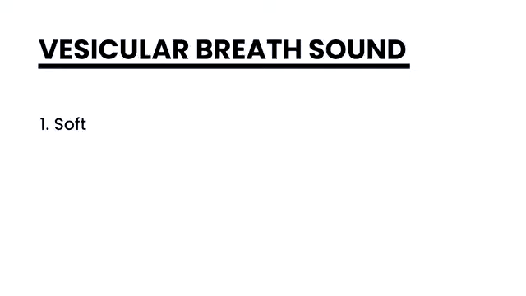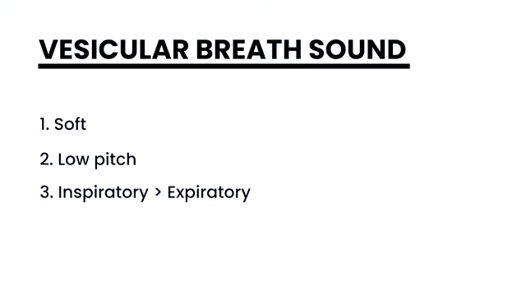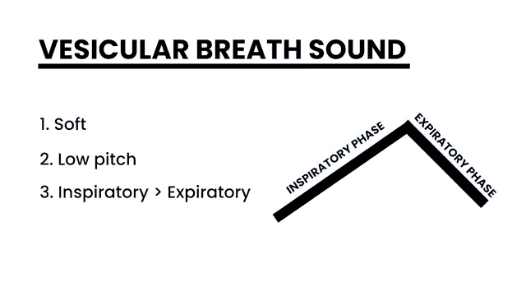Now, coming on to the characteristics of these, first and foremost, it is very soft. Second, it is low pitched, as you have heard. Third, the inspiratory phase is much longer than the expiratory, because expiration is a passive process and the sounds which are produced are because of the turbulence. So that is the reason the expiratory phase is shorter in vesicular breath sounds. And fourth, there is no gap between the inspiratory and the expiratory phase. So these are the four important characteristics of vesicular breath sounds.